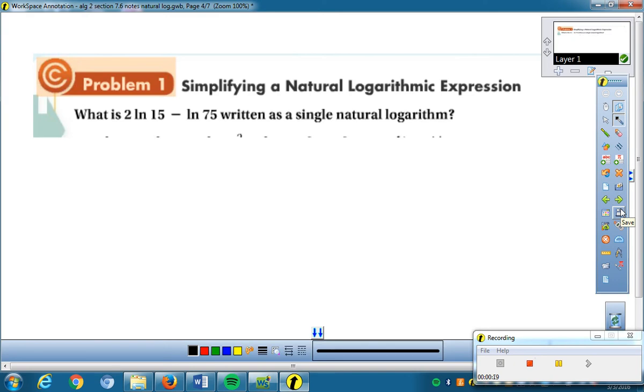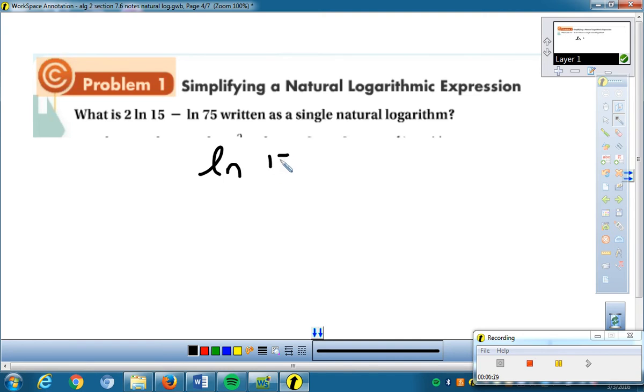Okay. All right. Simplifying a natural log expression. So what is 2 log 15 minus log 75 written as a single logarithm? So using log properties the same way we have done on the previous section. So I write natural log how many times? One. I write natural log 1 time. And I see a number in front of the log. What happens to that? Goes to exponent.